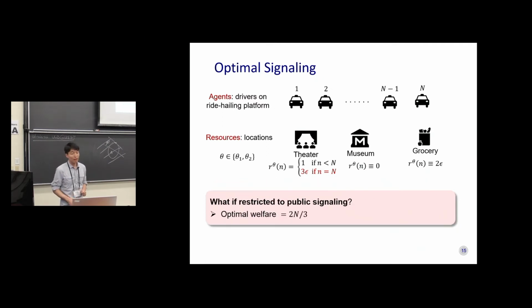Okay? Well, now you might wonder, your scheme seems to require sending different information to different drivers. What if you are restricted to send exactly the same information to everyone? Maybe due to some fairness constraint. You say, there are regulations saying you have to be fair to everyone. In this case, I'm not going to show you the detail, but you can show the optimal welfare you can achieve is 2n divided by 3, which is much worse than the previous one, but still significantly better than your transparent policy.